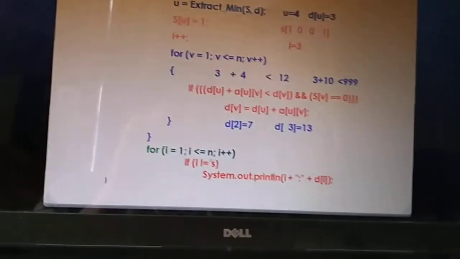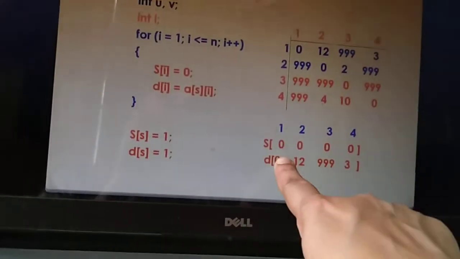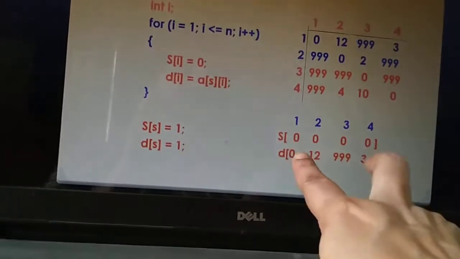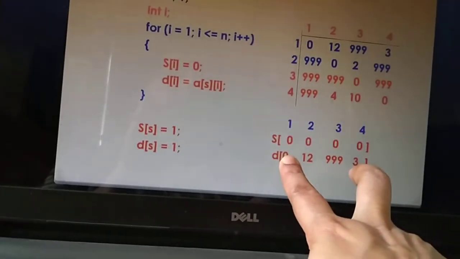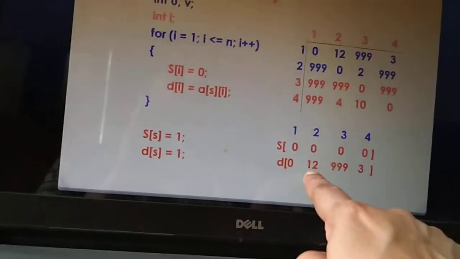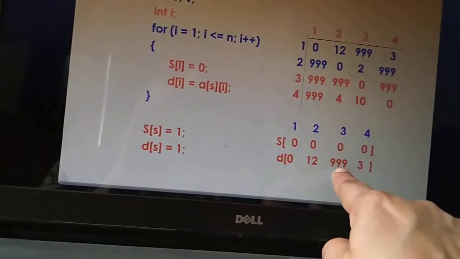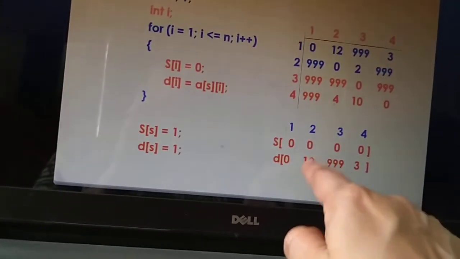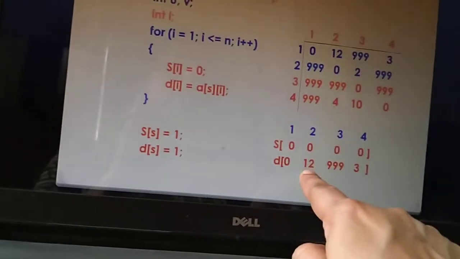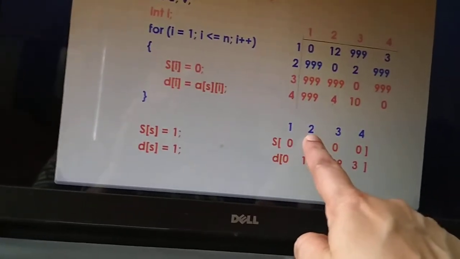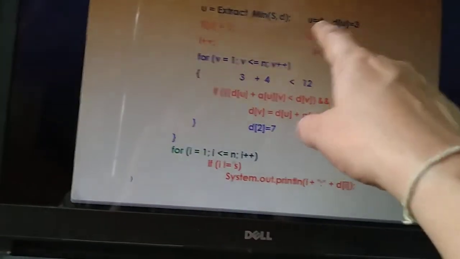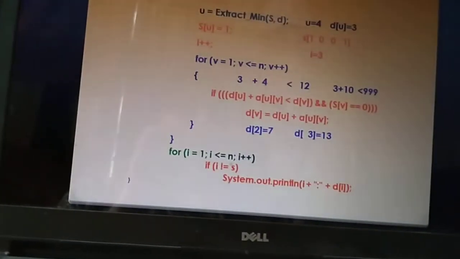So what are your distances now? It is 1, 7, 13, 3. These two are already visited, no need of considering them again. Only among this 7 and 13, which is the minimum? So 7 is minimum. So what is your next D of U? 7. What is your next U? 2. So in the next iteration, U will become 2 and D of U will become 7.